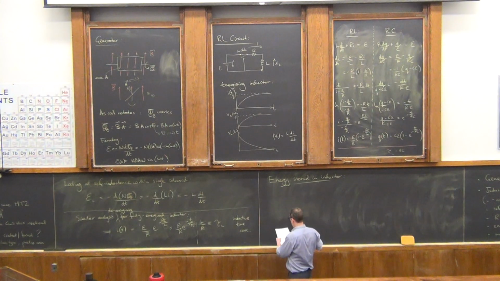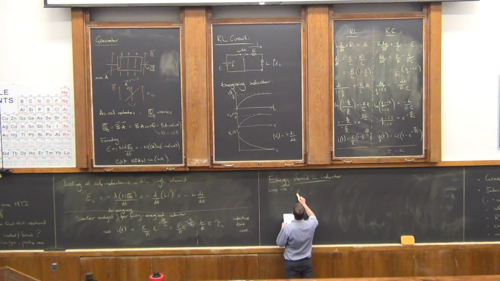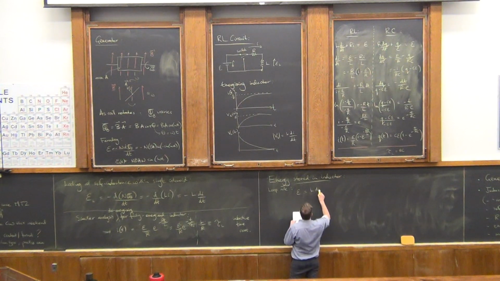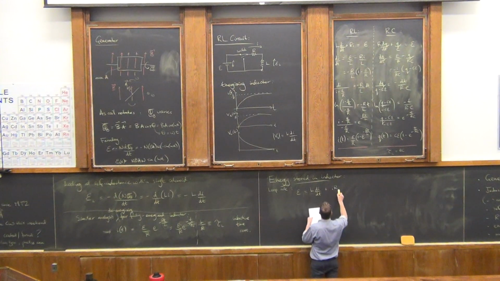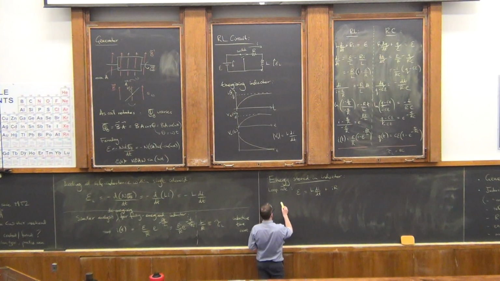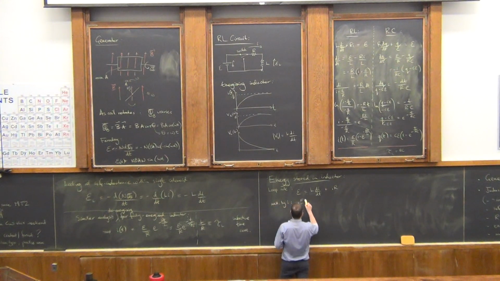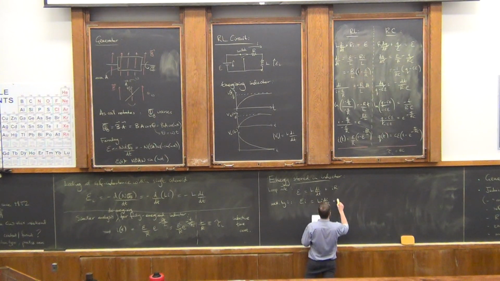Still up there? Yep. So the loop rule result, which is at the top of the right-hand board, tells us the following. I'm going to take this and multiply everything by I. It may seem a little strange, but I'm going to multiply the entire equation by the current. And this tells me that epsilon I equals L I dI/dt plus I squared R.